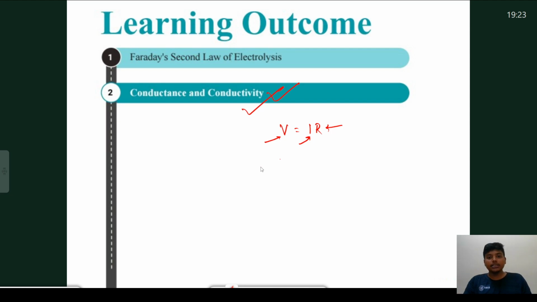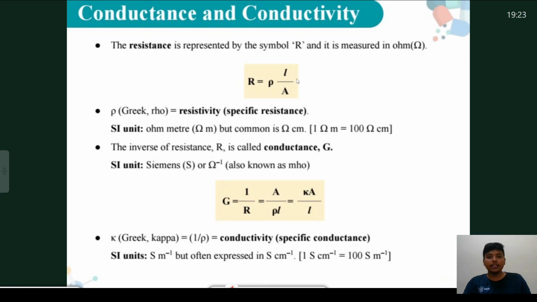So that resistance depends upon rho L by A. What is rho? Rho is specific resistance or resistivity. L is the length of the wire and A is the area of cross section. Rho is nothing but specific resistance or resistivity. Now, what is the unit of resistance? The unit of resistance, you know, is ohm.